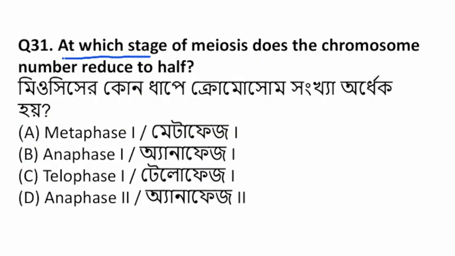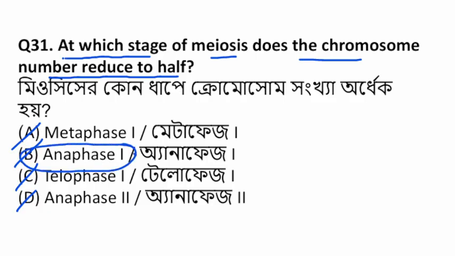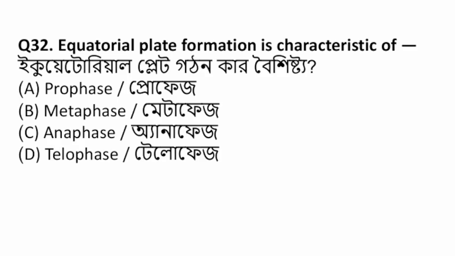At which stage of meiosis does the chromosome number reduce to half? Metaphase 1, anaphase 1, telophase 1 or anaphase 2. In case of anaphase 1 the chromosome number reduces to half.